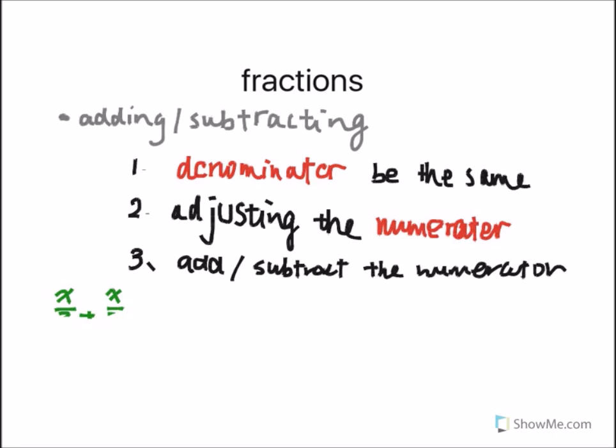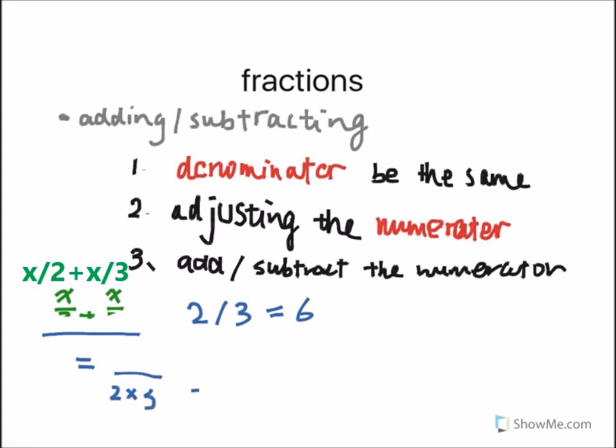Let's look at this example. x over 2 plus x over 3. We see that the denominators are not the same, so you have to go over the steps like this. One denominator is 2 and one denominator is 3. The common denominator, the least common multiple between 2 and 3, is 6. You just multiply them together. So I get 2 multiplied by 3, or 3 multiplied by 2.